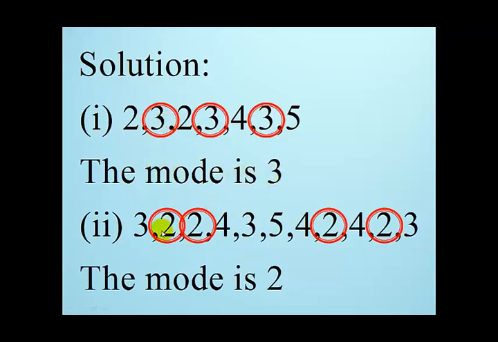Now in the second set, the number that occurs most is 2. That is 1, 2, 3, 4, so 2 occurs 4 times, and that's the number that occurs most. Since the mode is the number that occurs most frequently, that means that the mode is 2.